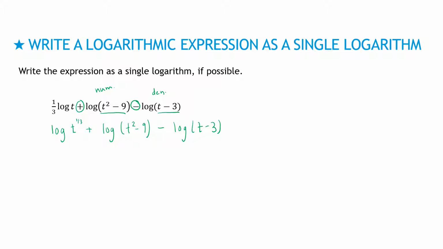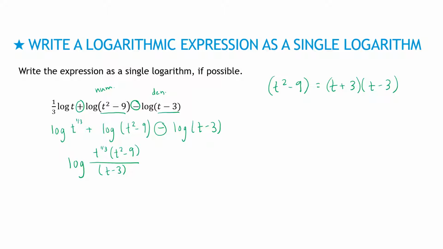And so now let's stick it all together, and then we probably will have to simplify some more. So this is log, again, base 10. Numerator is t to the 1/3 as well as t squared minus 9. Denominator, because of the minus, is t minus 3. And then I notice that t squared minus 9 is easily factorable into t plus 3, t minus 3. And so I'm actually going to go ahead and simplify that because the t minus 3 on the bottom would cancel with this guy. So I'm going to have log of t to the 1/3 times t plus 3.